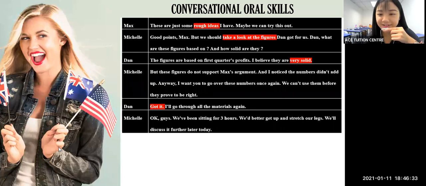All done, guys? Yes. Okay, these are just some rough ideas I have. So what is the meaning of rough ideas? Rough ideas basically means new ideas. And the second one, take a look at the figures.